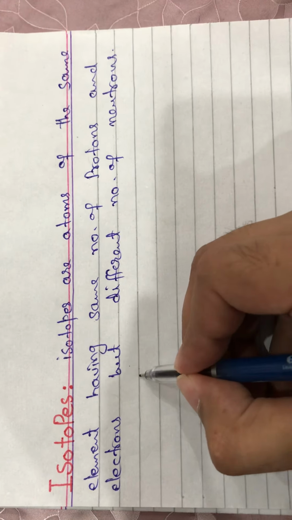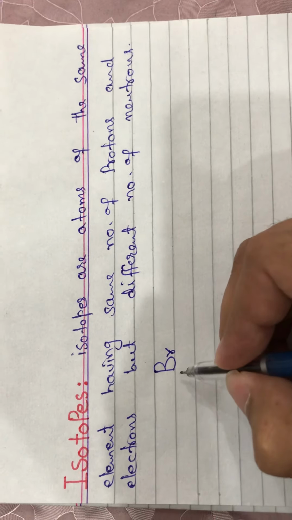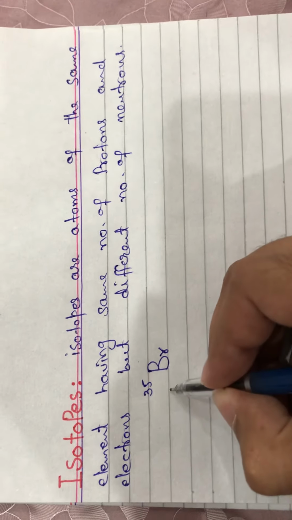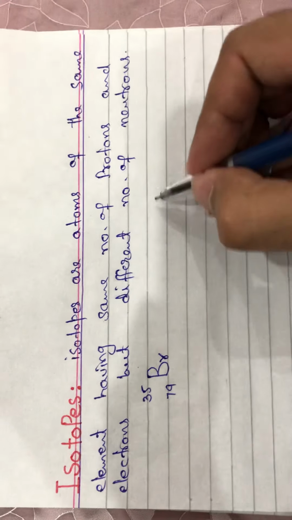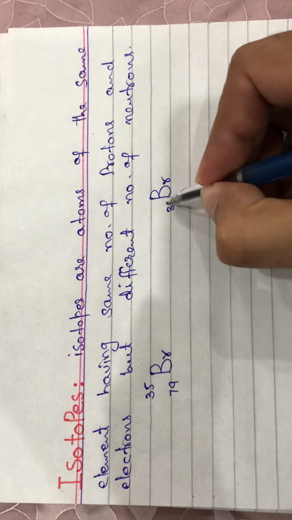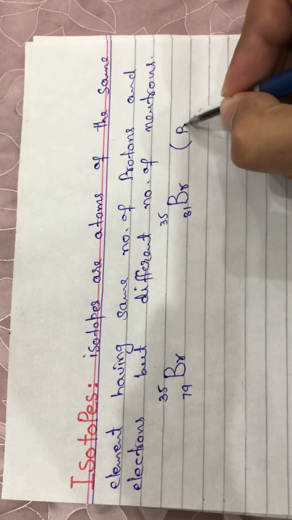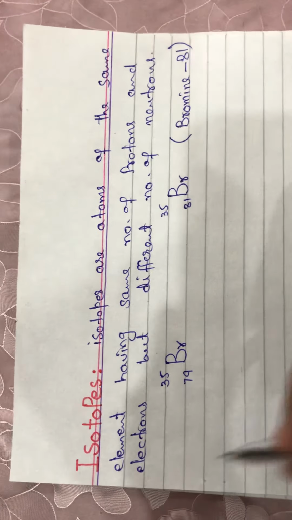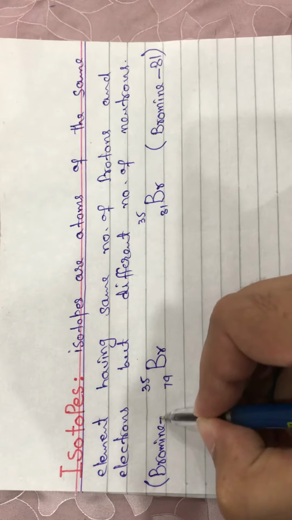We are considering here the example of bromine. Bromine's atomic number is 35 and one of its isotopes has atomic mass 79. Secondly, we have its other isotope which is 81. So we can call them bromine 81 by its atomic mass and bromine 79.